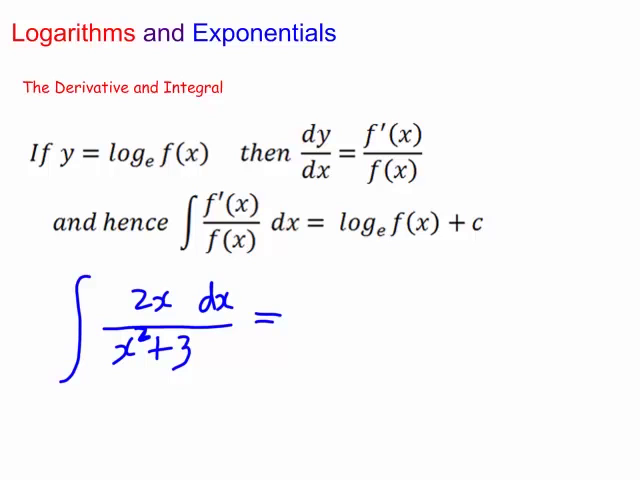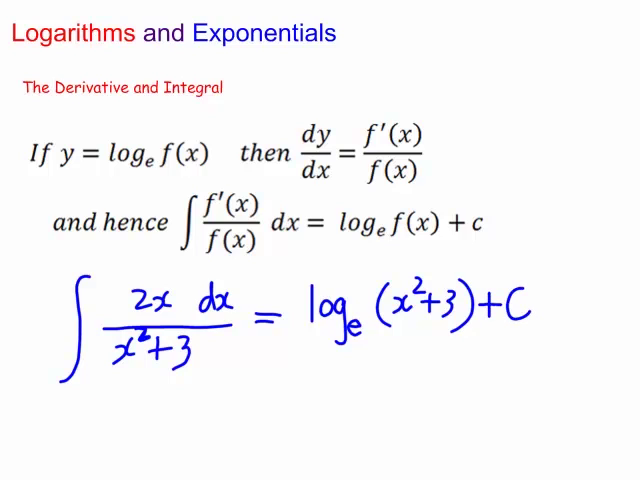So this would integrate back up to, obviously, just ordinary log to the base e. They all come back to log to the base e of the function, which was x squared plus 3 on the bottom. And obviously, we put the constant of integration in here.